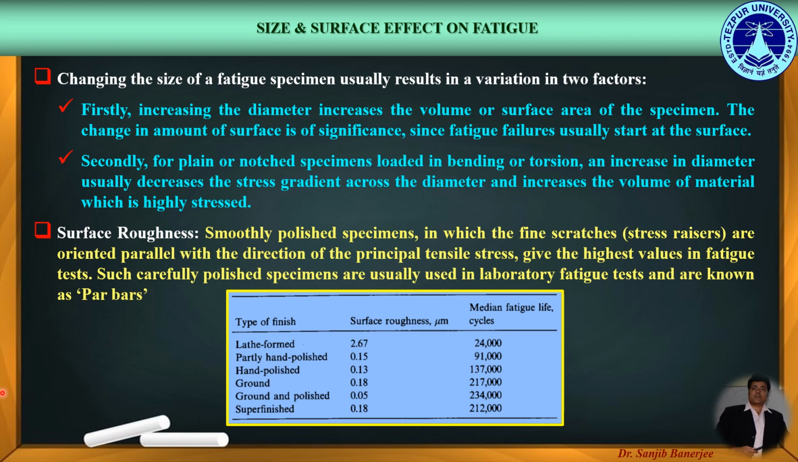Here in this table, we can see that with the decrease of surface roughness of the specimen, the median value of the fatigue life in terms of cycles is increasing. So, this is all about the effect of size and surface roughness of the specimen on the fatigue properties.